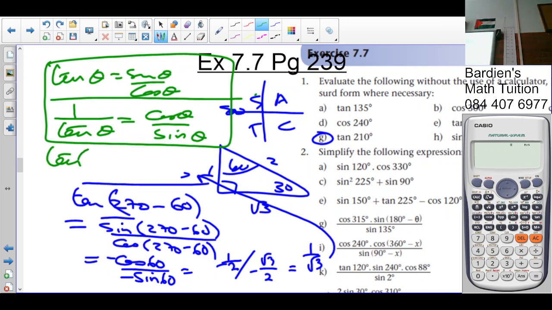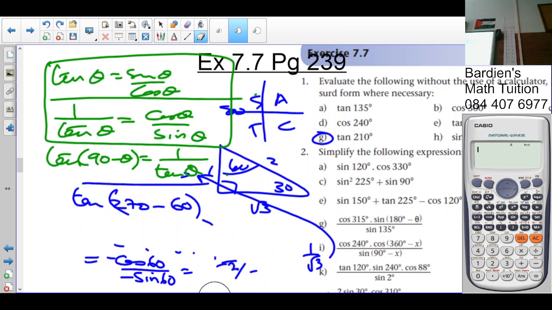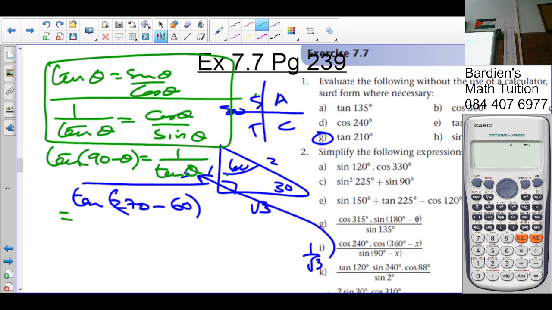Okay, so tan of 90 minus theta will be equal to 1 over tan theta. And that was your mistake. If you had gone and said, okay, with that information now, so 270 minus theta is in which quadrant? Quadrant 3. Is that positive or negative? Positive. 1 over tan theta.